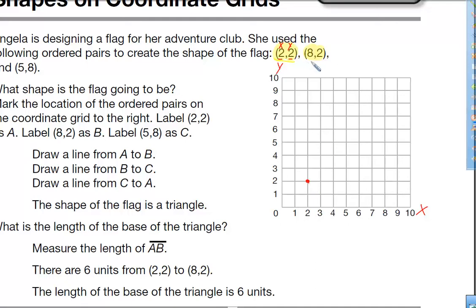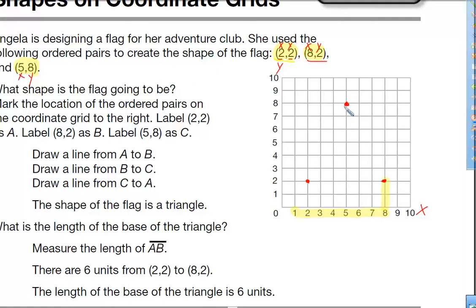If we look at the next one, it says (8, 2). Remember, x is your first number, y is your next number. So over 8, we'll go over 1, 2, 3, 4, 5, 6, 7, 8, and then we go up 2. So we're going to plot this point right here, over 8, up 2. Now the last one here, the ordered pair is (5, 8). Again, our x is 5, our y is 8. So over 5, up 8. We plot our point there.